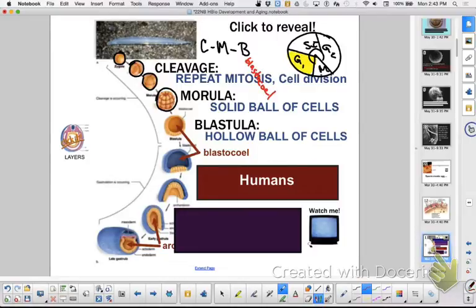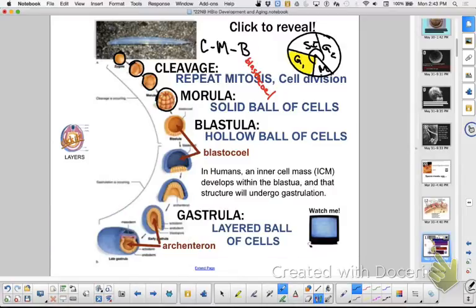Now you have this hollow ball of cells, which we talked about like a red rubber playground ball, and it starts to enfold on itself like you could by letting out the gas. So we remember gastrula. A gastrula is what comes next, and a gastrula is a layered ball of cells. You're going to want to remember that. This is where you have the archenteron, and the opening to that archenteron is the blastopore.